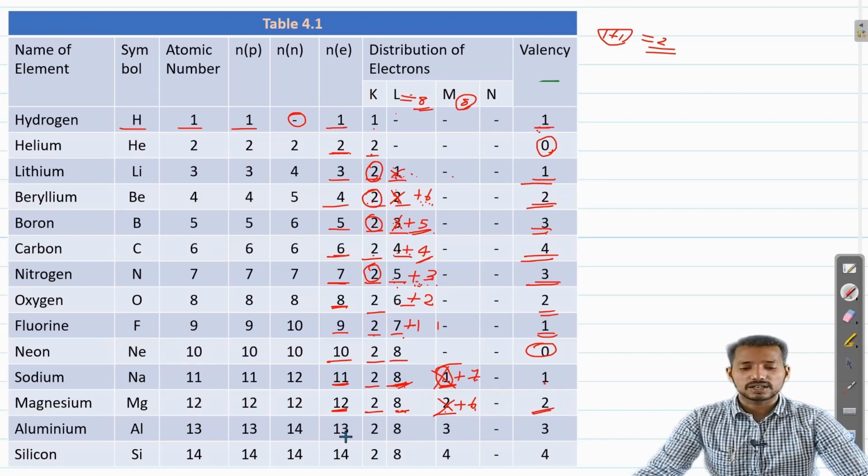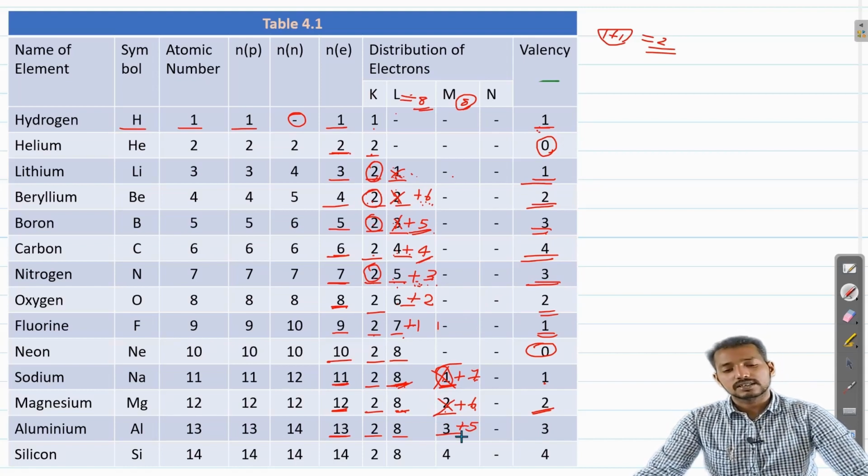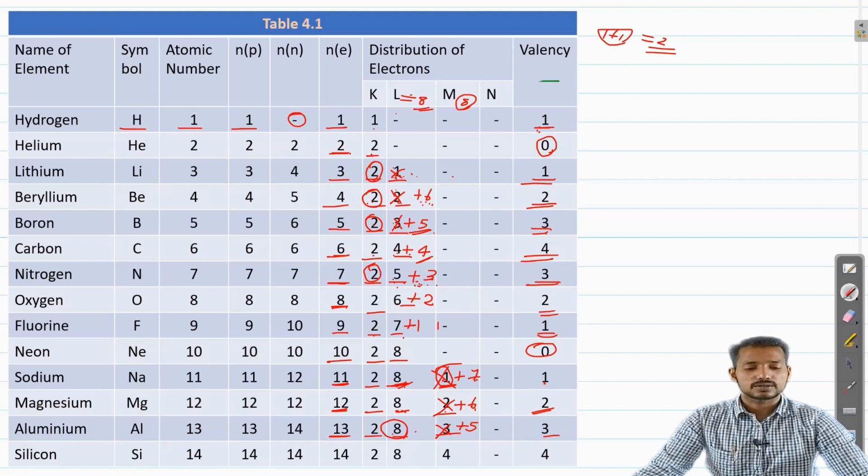Similarly, in case of aluminium, there are a total of 13 electrons, 2, 8 and 3. To get 8 in the outermost shell, 5 electrons should be added. It is not easy to add 5 electrons. So it is better to remove these 3 electrons to get an octet in the second orbit. Clear? So its valency is 3.